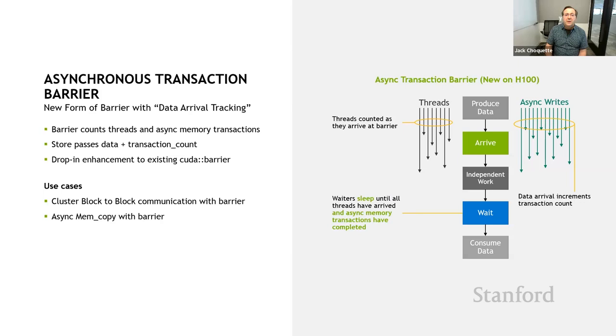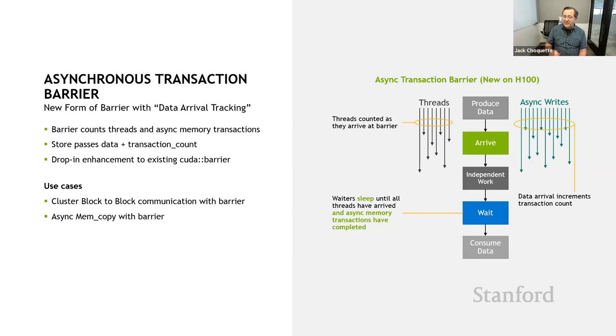Also new for Hopper is a new form of barrier we call the asynchronous transaction barrier. The asynchronous transaction barrier is also split, but instead of just counting thread arrivals, it also counts memory transactions themselves. There are new commands for writing memory that pass both the data to be written plus the barrier update. In effect, the barrier can be configured to track not only threads, but also asynchronous memory transactions as well. The transaction barrier will block threads at the wait command until all producer threads have arrived and all asynchronous memory transactions have completed. Now, this barrier is a very powerful new primitive, and it works great for asynchronous memory copies or data exchanges.